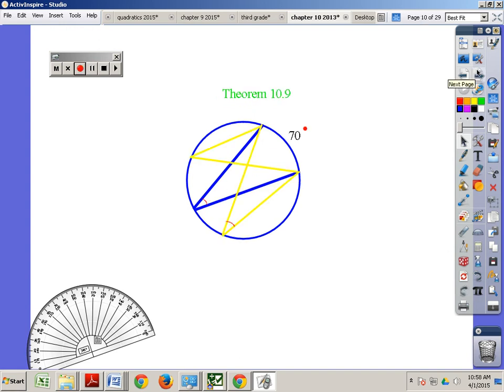Next up is theorem 10.9. 10.9 has two inscribed angles, but they have the same arc. So these yellow angles right here both have the same intercepted arc. So if two angles intersect the same arc, then their measurements must be equal. So yellow, blue, yellow, these are all congruent angles, and they're all equal to 30 degrees.